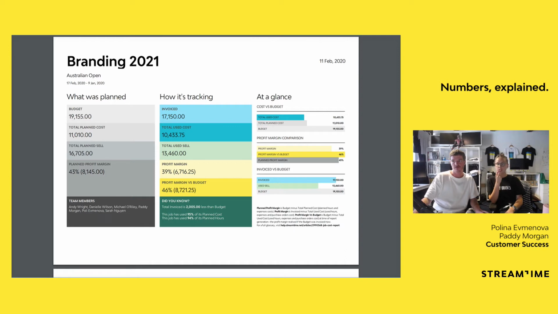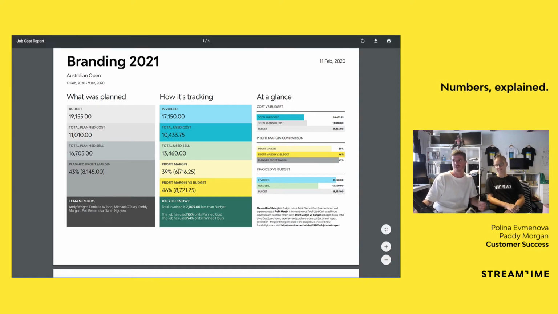As we said at the beginning, you could generate this report at any stage of the project. So the total used cost figure will change as your team will be tracking more time and more expenses will be used as well. Exactly. Total used sell, this is how much you're selling the used time and expenses for. And the profit margin. Where do we get the profit margin figure there, Polly? The profit margin is the invoiced amount minus the total used cost of the job.